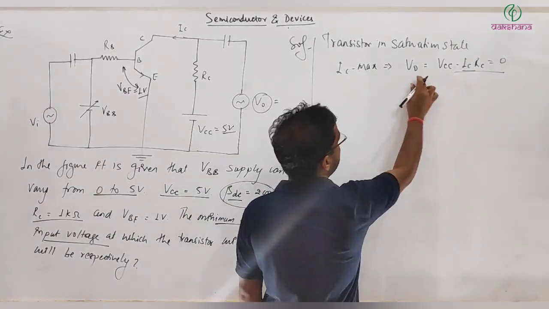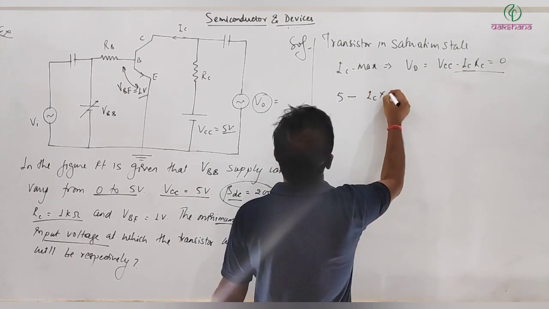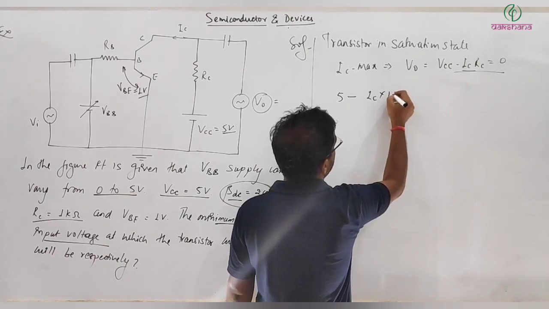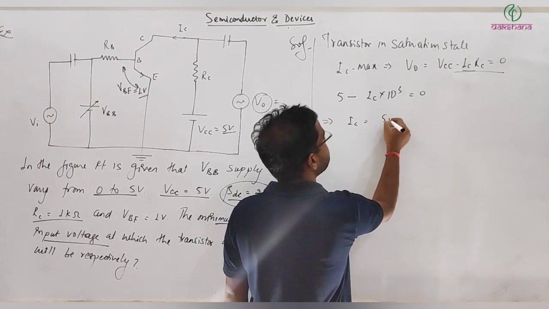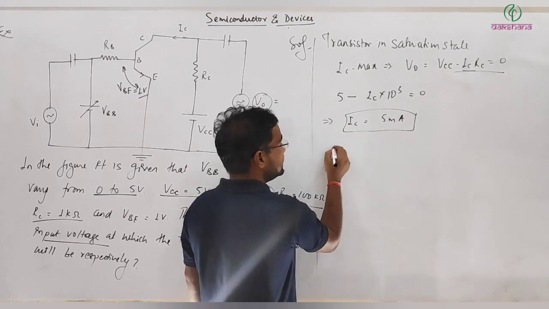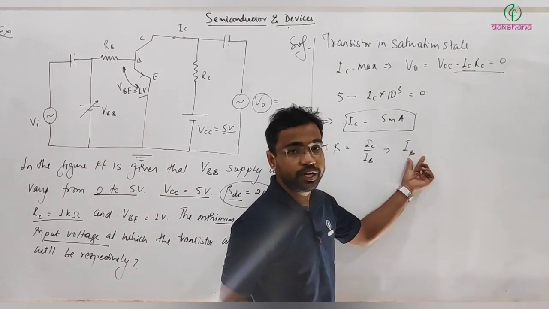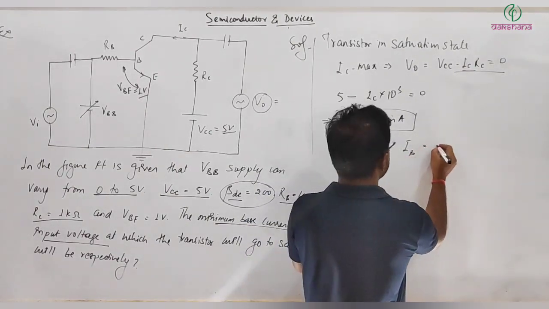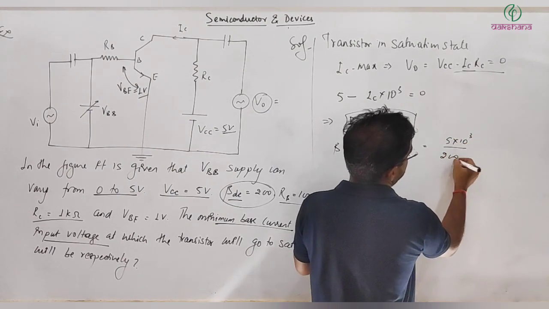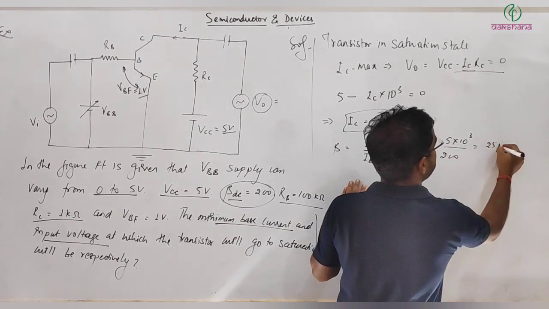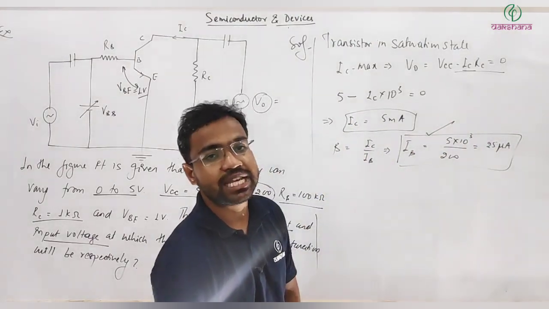So here the output is 0, so VCC is 5 minus IC times RC, and RC is given as 1 kilo ohm, which is 10 to the power 3, equal to 0. This implies IC is 5 milliampere, and beta is equal to IC by IB. This implies the minimum base current corresponding to this IC can be given as IC divided by beta, that is 5 into 10 to the power minus 3 divided by 200, and that will be 25 microampere. So this is the minimum base current at which the transistor will be in saturation state.